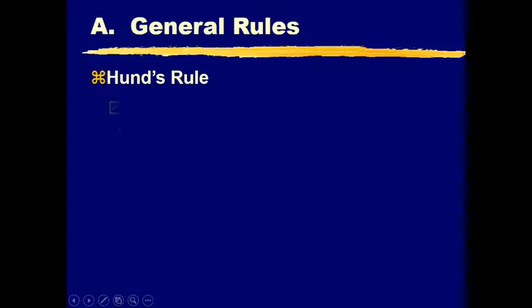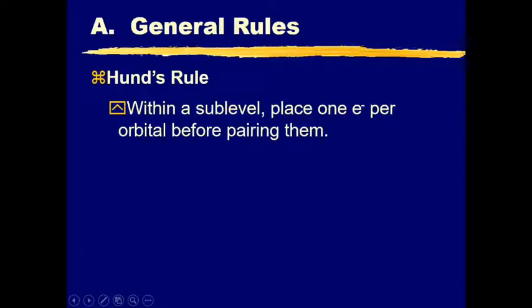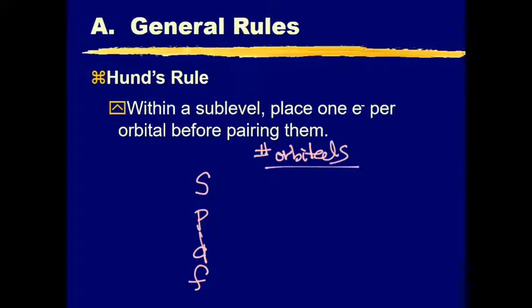The next rule we have is Hund's rule. Within a sublevel, you have to put 1 electron per orbital before you pair them up. If we go back and remember some of the math we worked with for sublevels, we have S, P, D, and F. The number of orbitals per sublevel: S has 1 orbital, P has 3, D 5, and F 7.